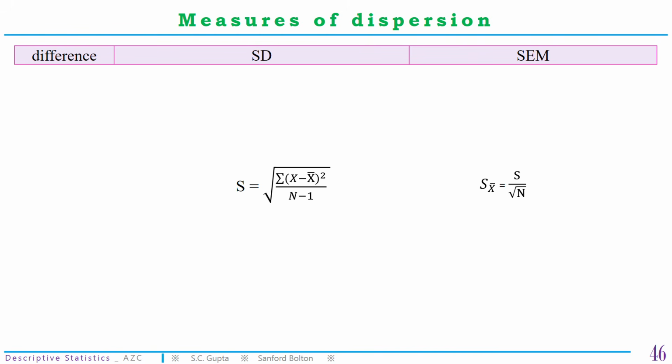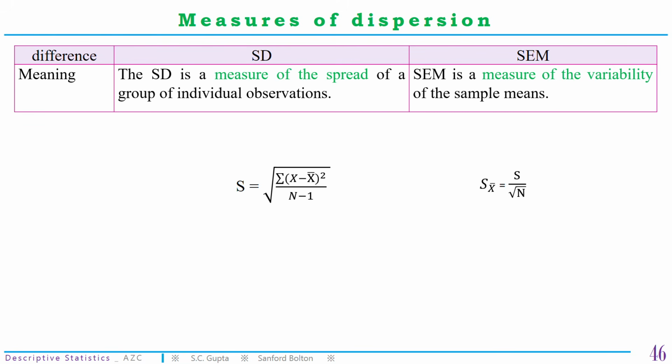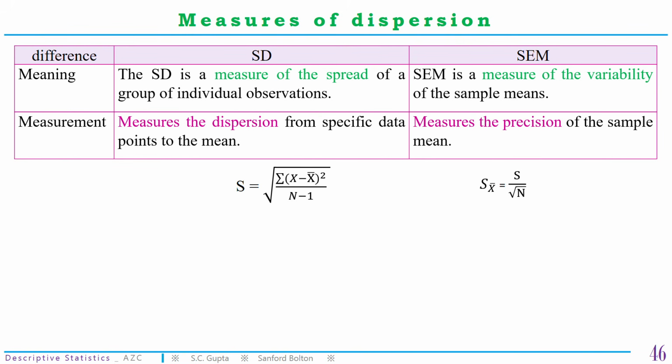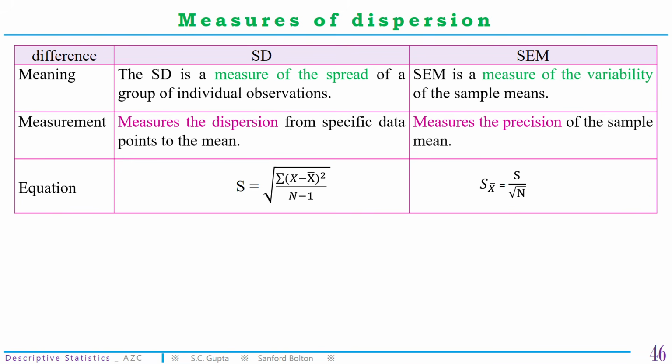Difference between standard deviation and standard deviation of mean. Difference by meanings. The SD is a measure of the spread of a group of individual observations, while SEM is a measure of the variability of the sample means. SD measures the dispersion from specific data points to the mean, while SEM measures the precision of the sample mean. We also note the difference by their equation.